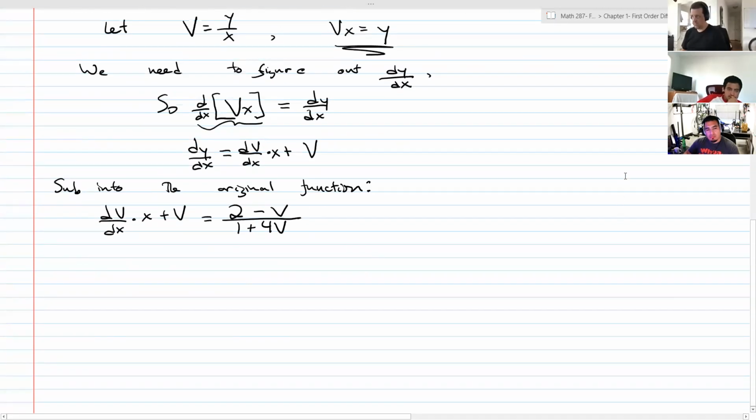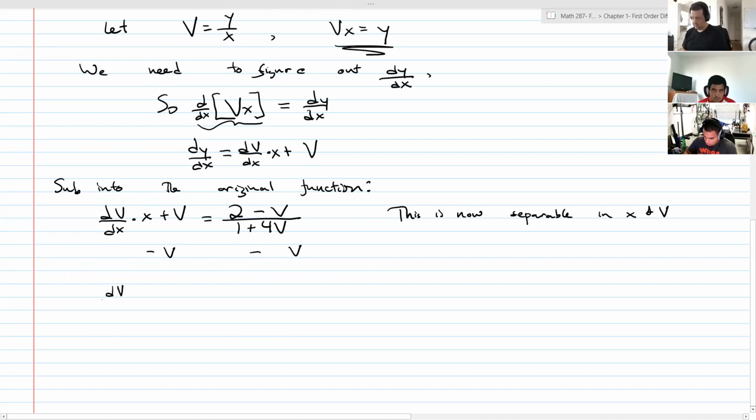All right. Now what you're going to see is that this is now separable in x and v. So we're going to separate. First, we're going to subtract out v, so minus v from both sides.